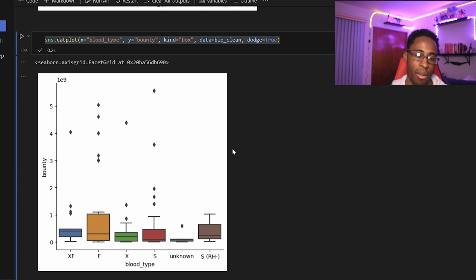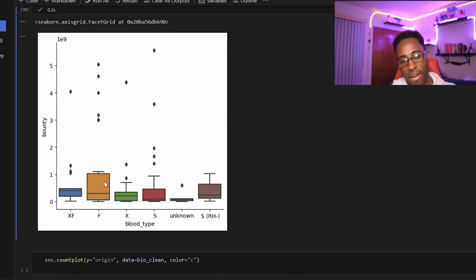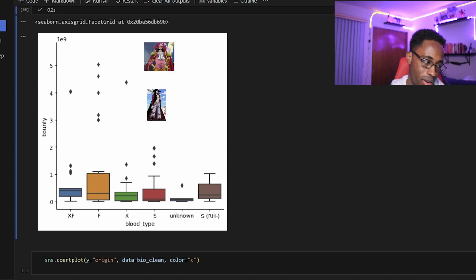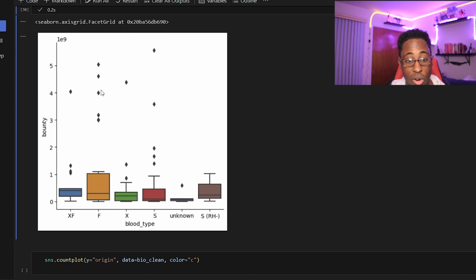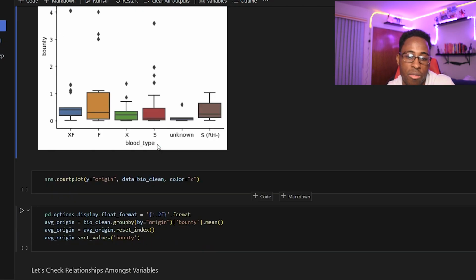The next plot we'll look at is a box plot, and we'll look at blood type in another fashion. Basically, you can see F has the highest ranges, and of course it has the most outliers in terms of bounty. In the S blood type, we have Roger, and then we have Mihawk. We also have some other interesting characters like Crocodile, Boa Hancock, and King. They're all in this blood type. But yeah, I thought this was kind of interesting to see the outliers. You can see most of the heavy hitters are in F, followed by S as well. So that's a nice little visual.